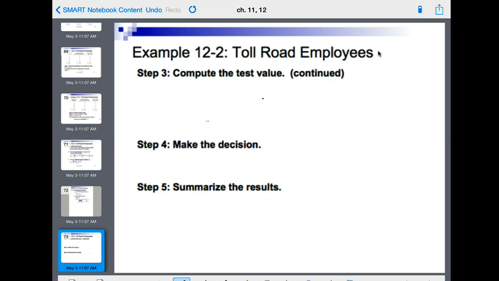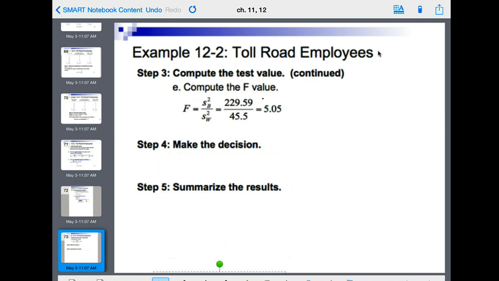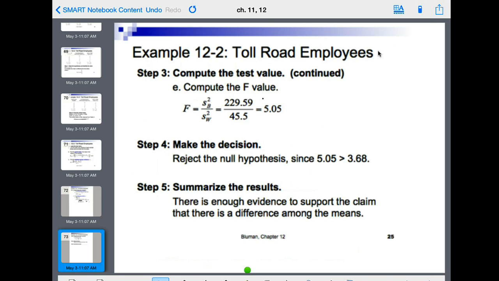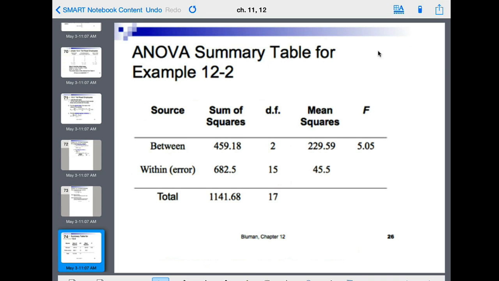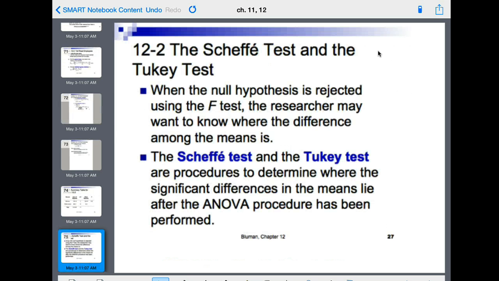Compute the test value. So when we compute the test value here, between, we got 5.05. Reject the null hypothesis because 5.05 is greater than 3.68. There is enough evidence to support the claim that there is a difference among the means. Looking at the table, we got 4 divided out, 229, 45, 5.05. We got the values from our table here. That finishes up this part, and then we'll talk about the Scheffé test real quickly.